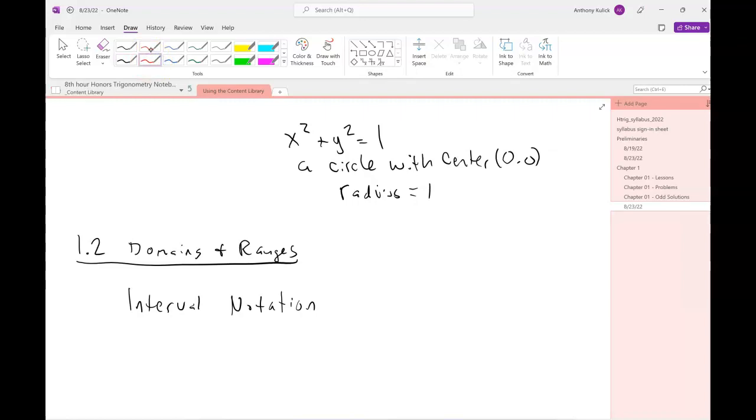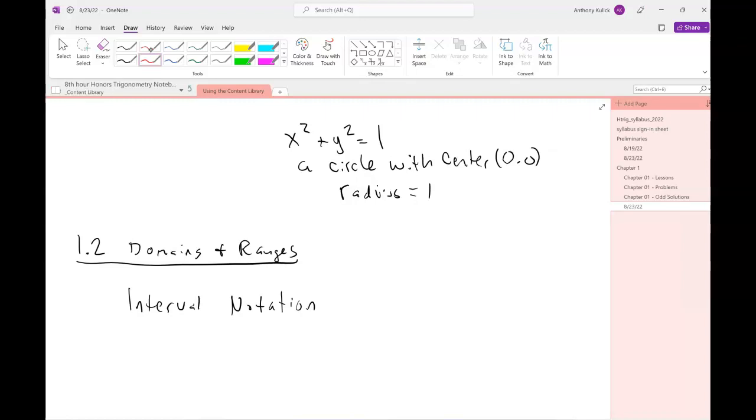So this was something you probably would have used last year in the Algebra 2 class, right? What is interval notation describing? Well, it actually can be used for more than just domains and ranges. What is a domain and a range? Those are sets. So an interval is going to describe for you a set.